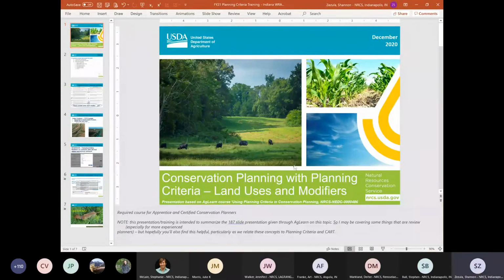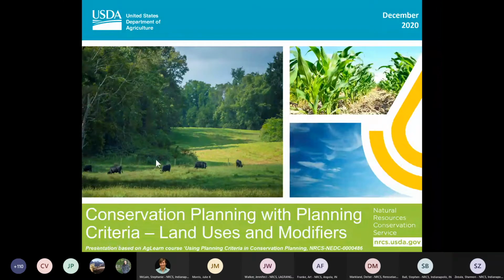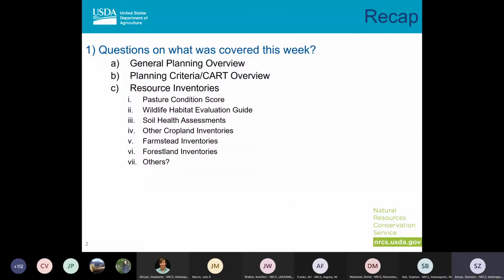But first of all, let's see if there are any questions from what you've heard earlier this week, whether that was on Monday, if you can remember that far back. If you remember, we covered the general planning overview, planning criteria and CART overview. Then on Tuesday or Thursday, we went into more of the details of the resource inventories. So I'm going to pause here just real quick to see if there's any questions. As a reminder, you can either enter those into the chat, or you can unmute your line and ask the question, or raise your hand, and Stephen will call on you to ask your question. Let me give you a minute to think about that.